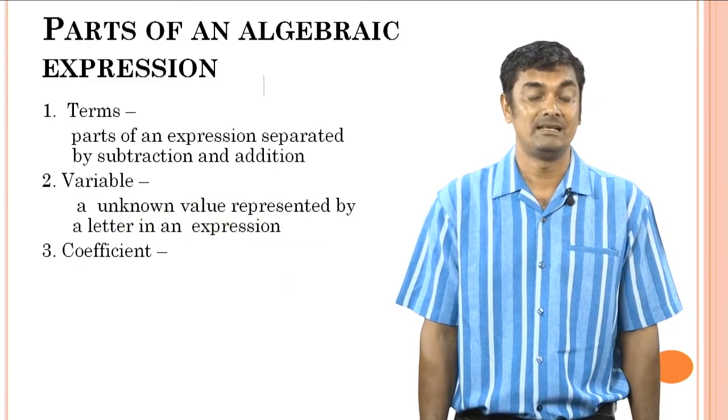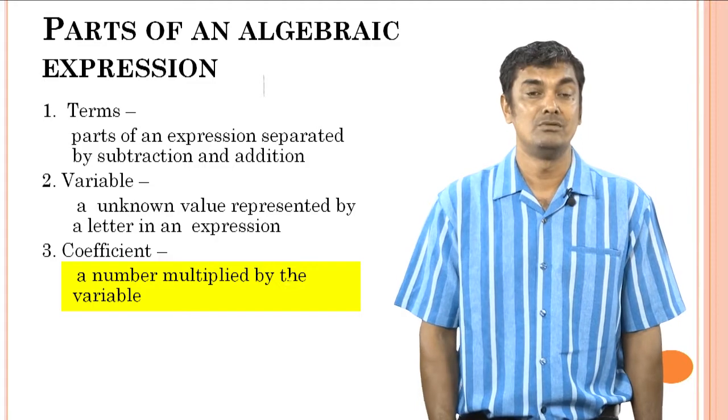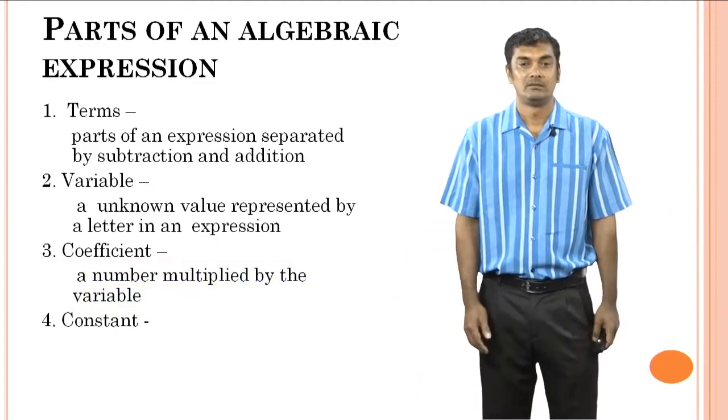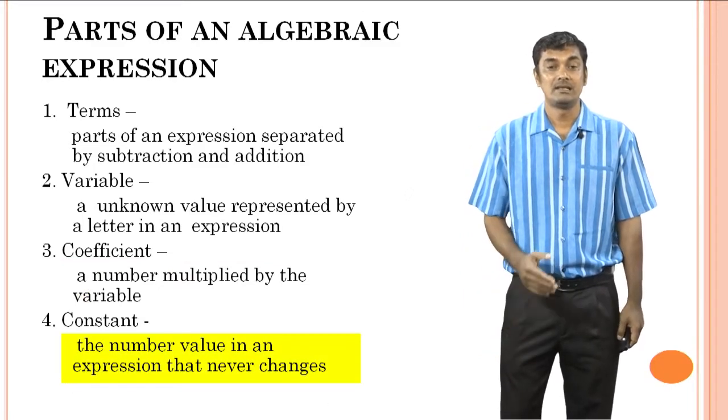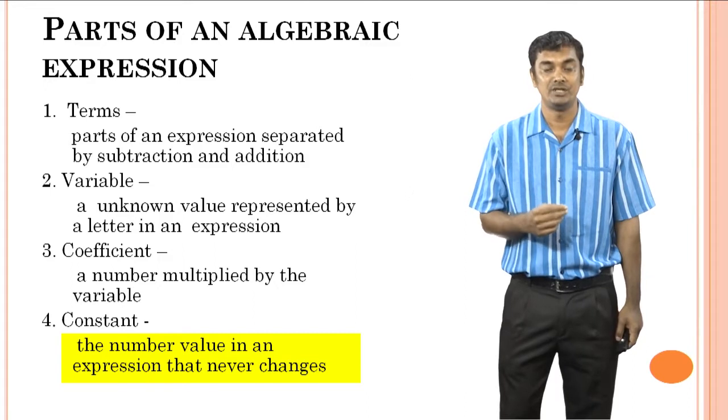Another part of an algebraic expression is the coefficient. The coefficient is that number multiplied by the variable. The constant. The constant is the number value in an expression that never changes.